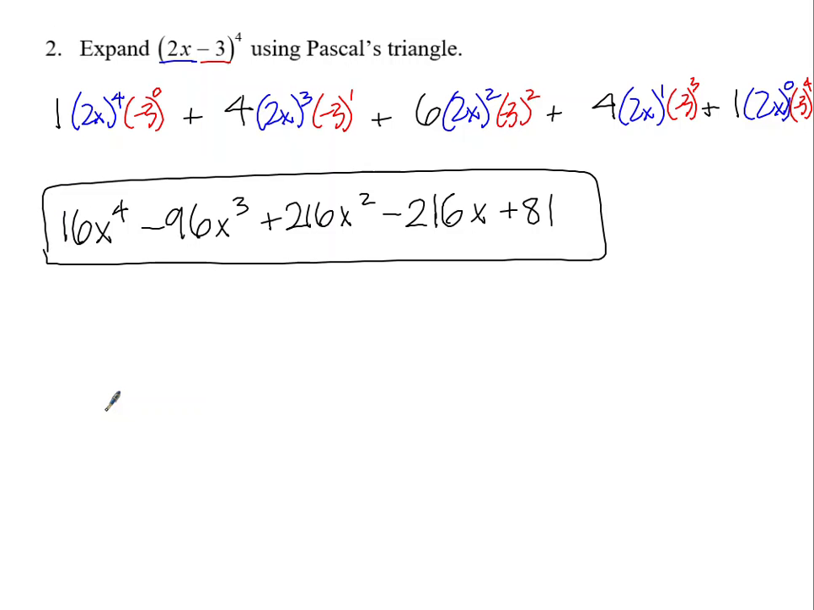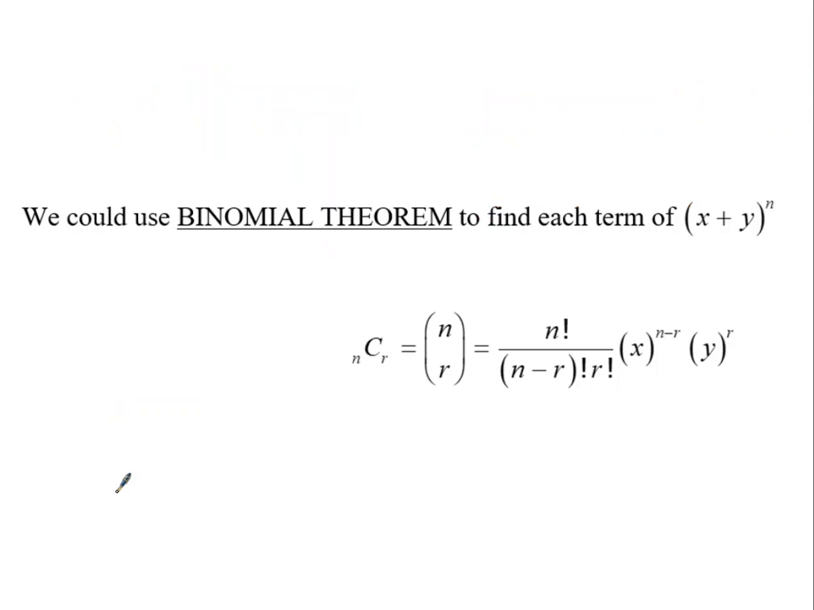So this method works for fairly small powers of binomials. But if you're asked to find the 217th power of a binomial, you would have to write out a whole bunch of rows of Pascal's triangle to get to the row that starts with 1, 217. So there is another way to do this. We could use the binomial theorem.